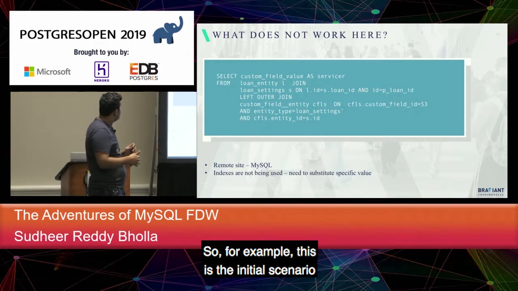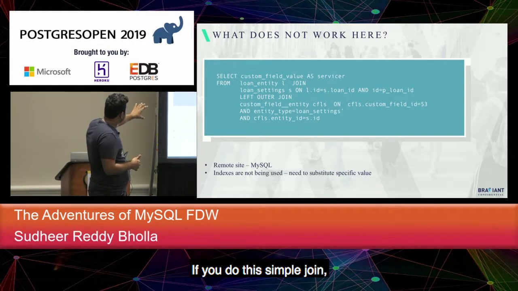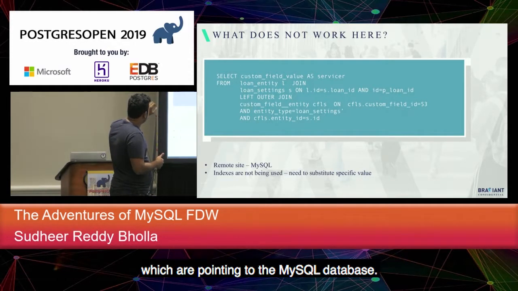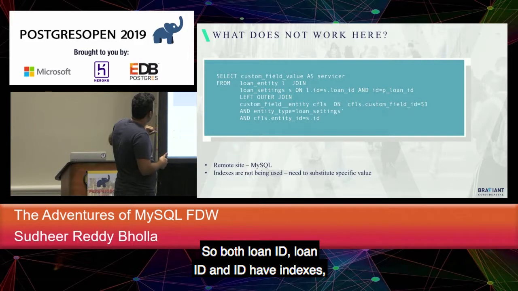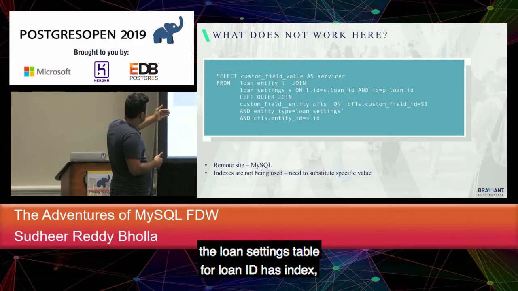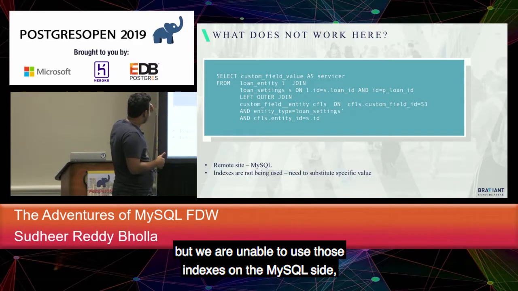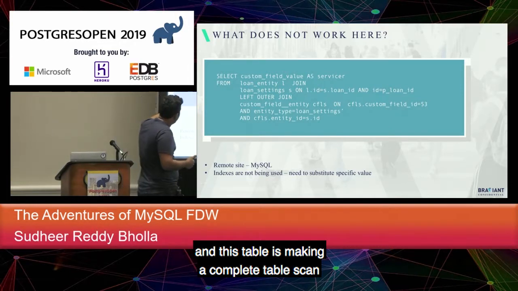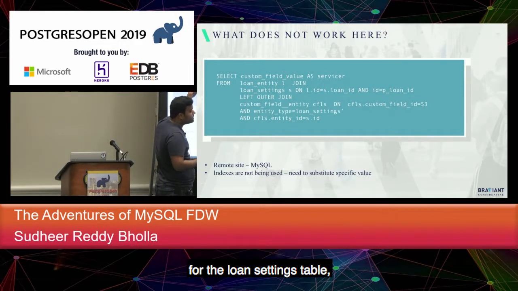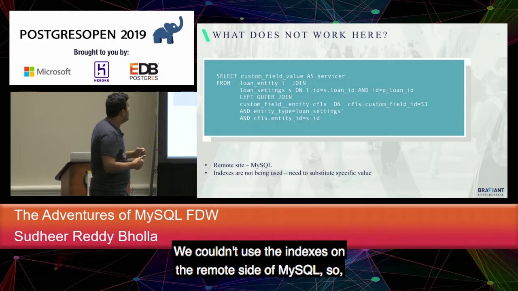So, for example, this is the initial scenario we faced. If you do this simple join with two different tables which are pointing to the MySQL database, the loan ID and ID have indexes. The loan settings table for loan ID has an index, and the loan entity table ID has an index on the MySQL side. But we are unable to use those indexes on the MySQL side. And this is making a complete table scan for the loan settings table and the custom field entity table. We couldn't use the indexes on the remote side of MySQL.